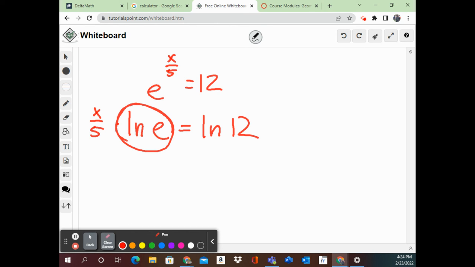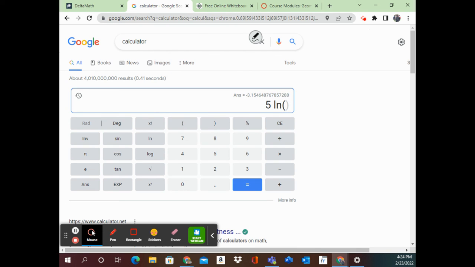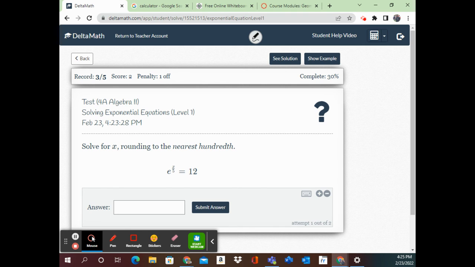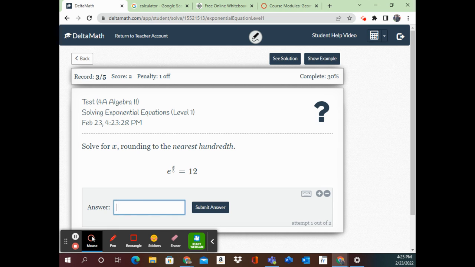So anytime we do the ln of e, that's equal to 1. So anytime I see e, I want to do the ln of e, right? So then I will just have x over 5 is equal to the ln of 12, right? Then we multiply both sides by 5. And I can literally put this just like this in the calculator, right? So I'm going to go to my calculator, and I'm going to put 5 ln 12, and I have my answer. So my answer here will be 12.4, right? Rounded to the nearest hundredth. So let me go back. 12.42 would give me my answer.